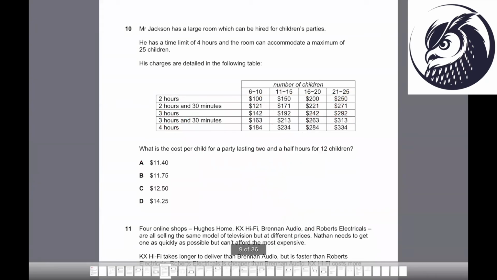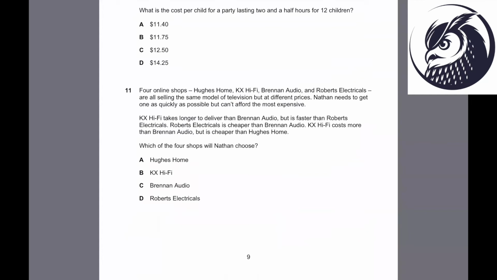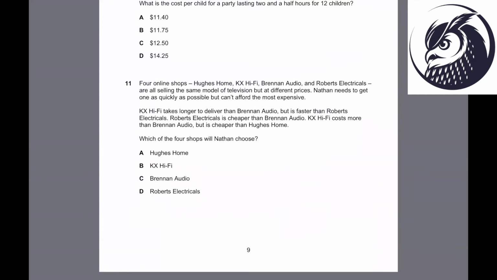Okay, guys, let's now move on to question 11. So let's have a read. It says, 4 online shops, Hughes Homes, KX Hi-Fi, Brennan Audio, and Roberts Electricals are all selling the same model of television, but at different prices. Nathan needs to get one as quickly as possible, so I'll underline that, but can't afford the most expensive.